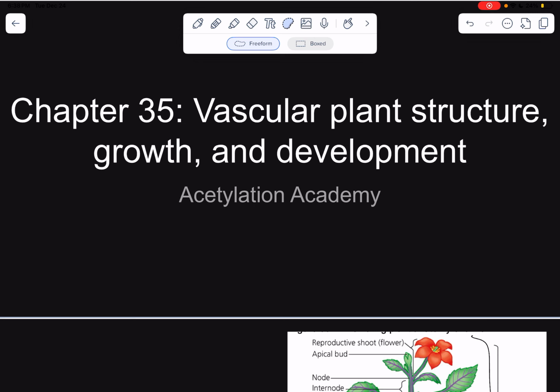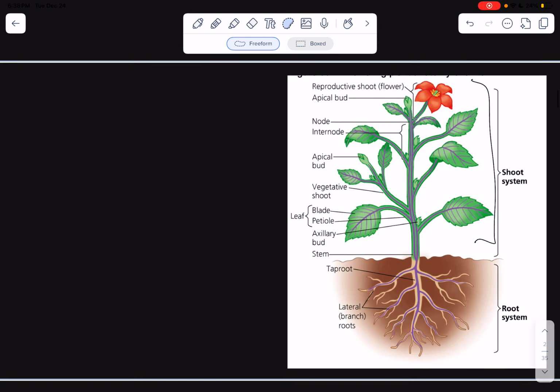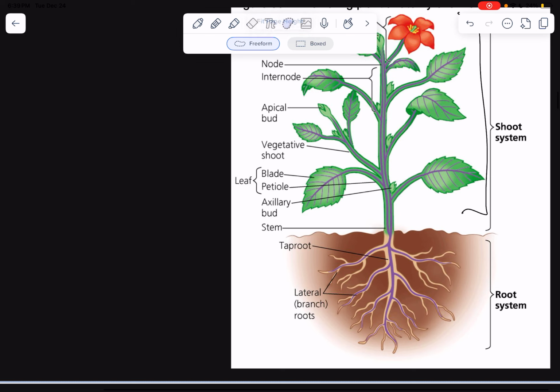So now, let's begin. The basic morphology, or the shape and structure of vascular plants, reflects their evolutionary history as land-based organisms that inhabit and draw resources from two very different environments, below and above the ground. You can see here the shoot system is above the ground and the root system is below. They must absorb water and minerals from below and carbon dioxide and light from above.